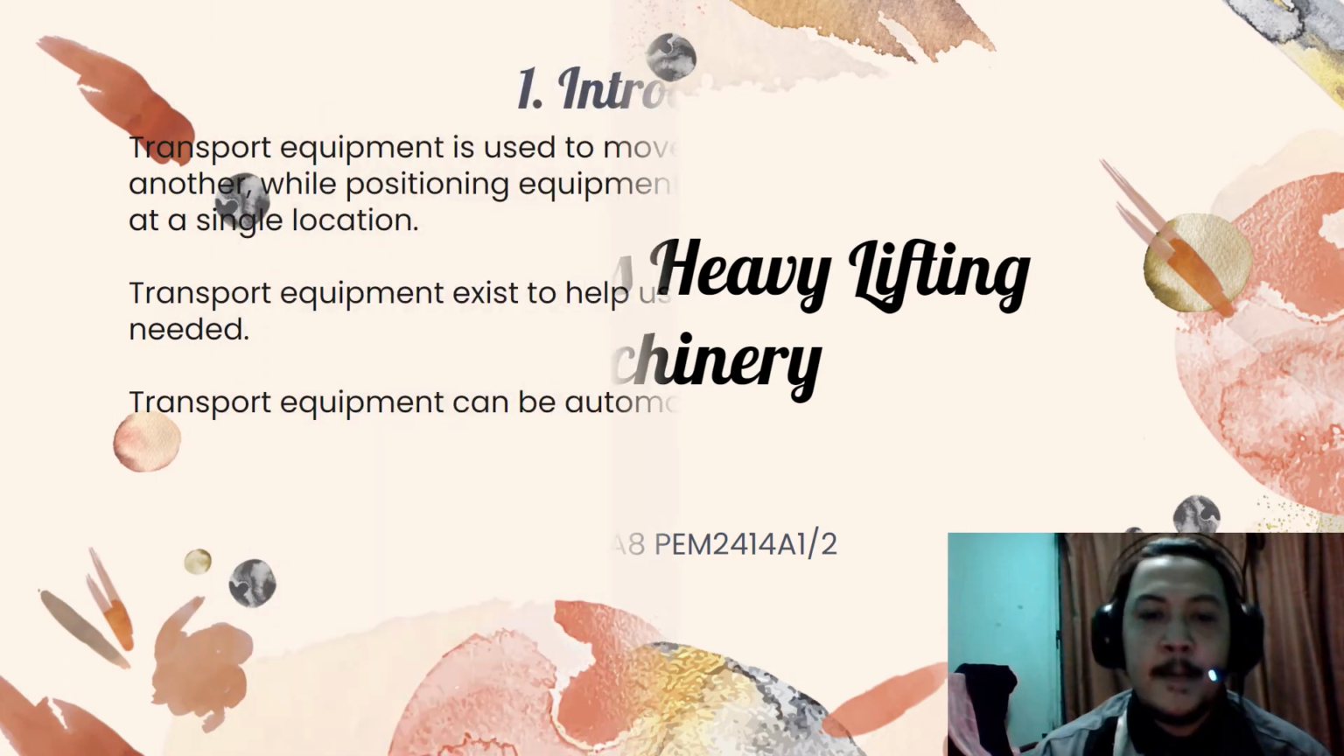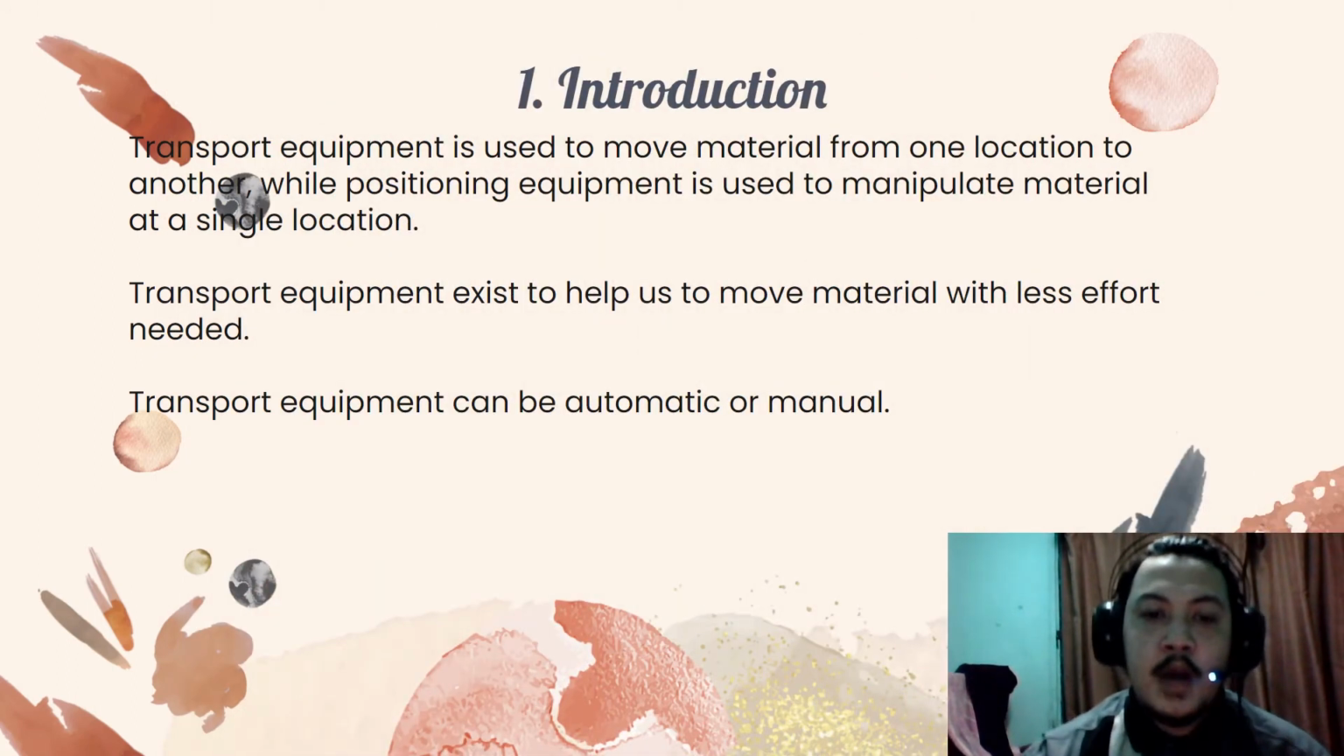Our introduction. As we know, transport equipment is very important. Transport equipment is used to move load from one point of location to another, like mobile car, trolley, cart, and so on. Also, transport equipment can manipulate the movement of its load when it is being carried. It can be moved horizontally, vertically, diagonally. Yes, it can do that.